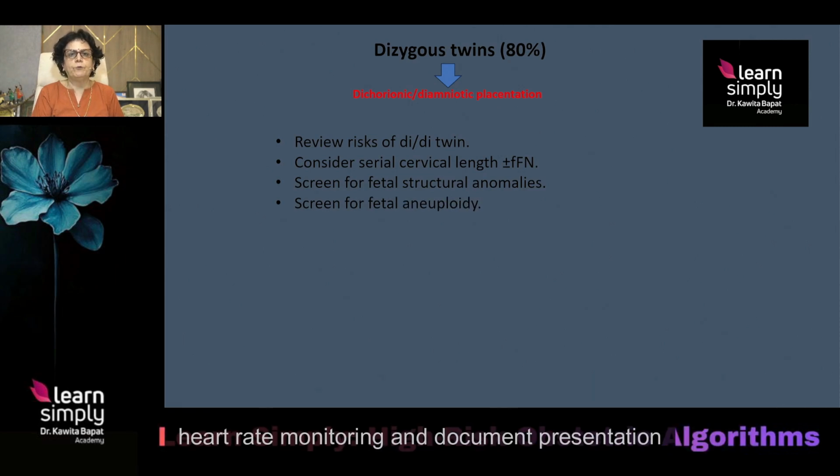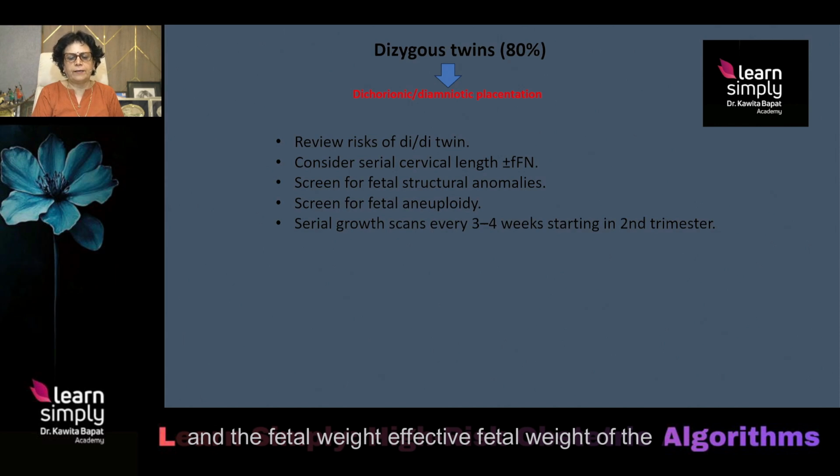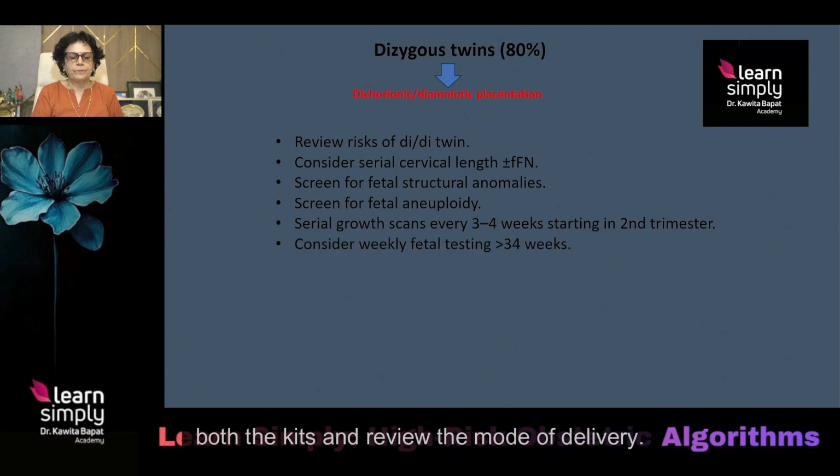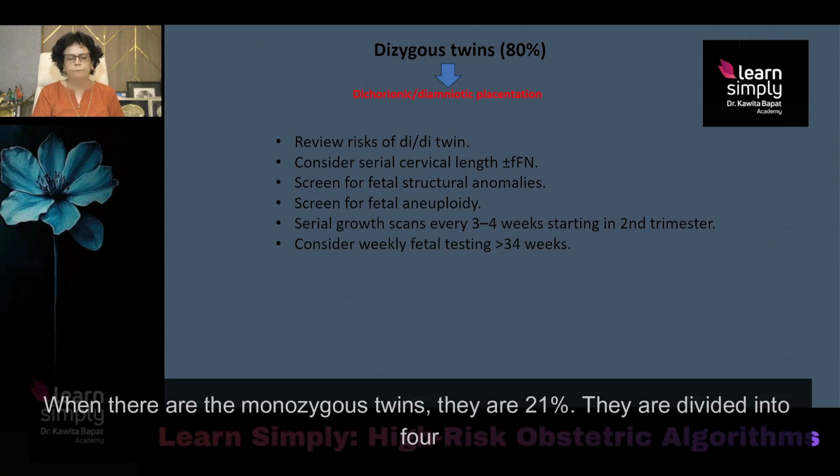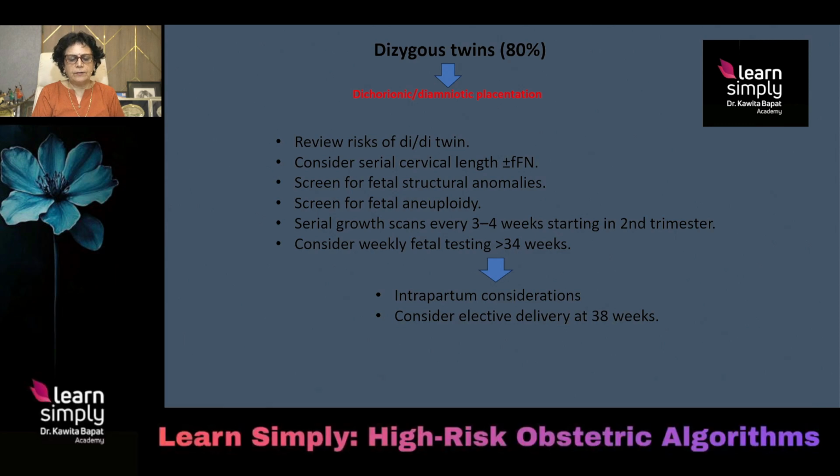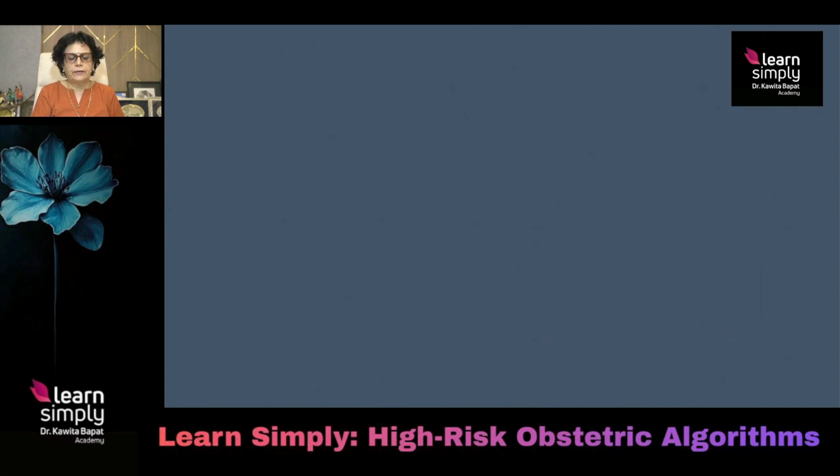Screen for fetal aneuploidy. Serial growth scans every 3 to 4 weeks starting in the second trimester. Consider weekly fetal testing after 34 weeks. Then intrapartum consideration: consider elective delivery at 38 weeks, with continuous intrapartum fetal heart rate monitoring, and document presentation and the estimated fetal weight of both the kids. Review the mode of delivery.